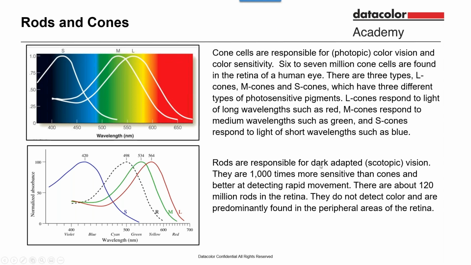Now, the rods are responsible for dark or scotopic vision, and they're 1,000 times more sensitive than the cones, and they're better at detecting rapid movement. There are about 120 million rods in the retina. They do not detect color and are predominantly found in the peripheral areas of the retina, not near the center. And over here in this chart, this dashed line shows where the peak sensitivity is for the rods.